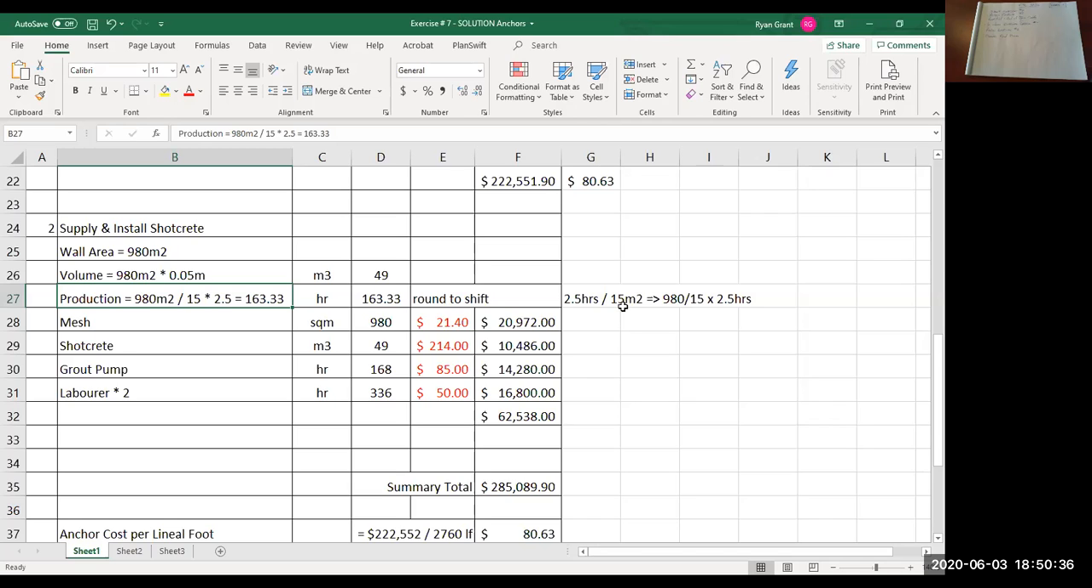So the way to calculate your total hours is your total wall area, 980 square meters, divided by 15 square meters, and then multiply by 2.5 hours. So you would get 163 hours. Now this solution rounds up to the nearest whole shift, so it rounds up to 168. I was accepting 163.